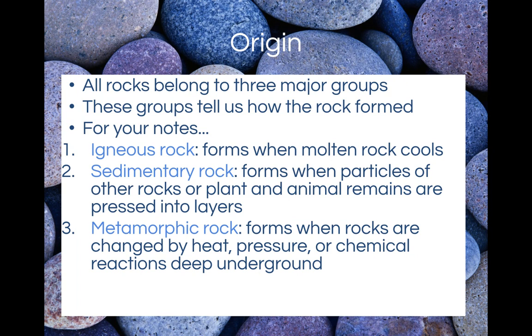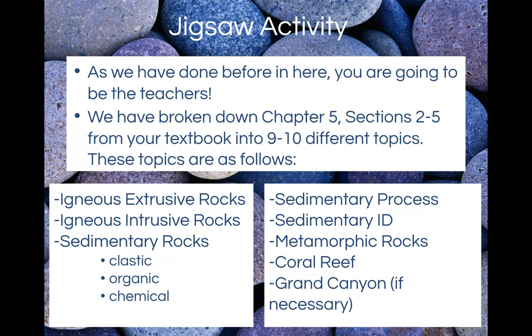We have igneous rocks that form when molten rock cools. And remember, that can happen deep within the earth or on the surface as magma comes up as lava. Sedimentary rock forms when particles of other rocks, plant, animal remains, fossils are found in sedimentary rock, are pressed into layers. And metamorphic rock forms by extreme heat and pressure. And this is a lot more pressure than is required to make a sedimentary rock. We're talking deep, deep, deep within the Earth's crust, or chemical reactions that occur deep underground.